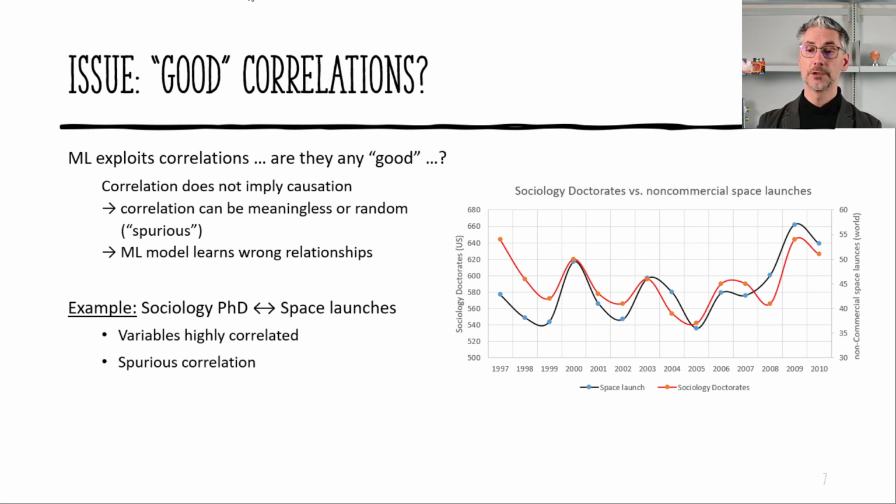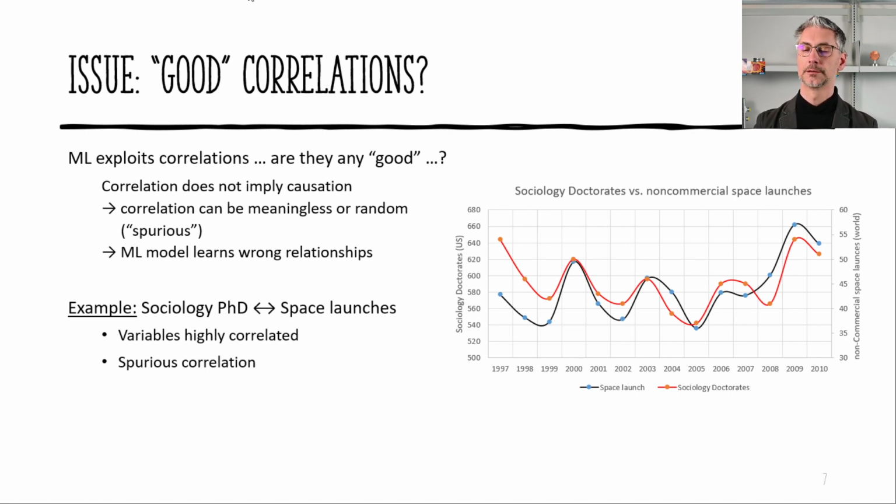Just remember, correlation does not imply causation. Correlation can also be meaningless or random. It's also called a spurious correlation. So if we have these kinds of correlations between variables in our data, the machine learning model will learn the wrong relationships. One example to illustrate this is the sociology PhDs and the number of space launches in the US.